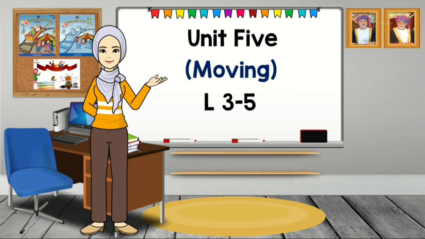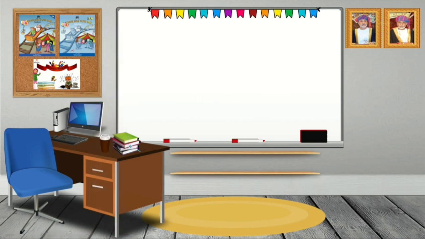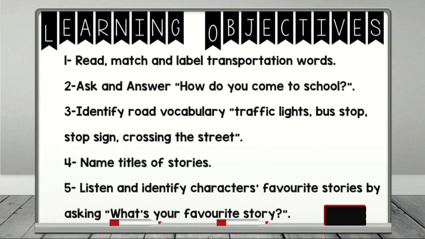Moving. Lesson from 3 to 5. Now, let's start first with the learning objectives. 1. Read, match, and label transportation words. 2. Ask and answer, how do you come to school? 3. Identify road vocabulary: traffic lights, bus stop, stop sign, crossing the street. 4. Name titles of stories. 5. Listen and identify characters' favorite stories by asking, what's your favorite story?